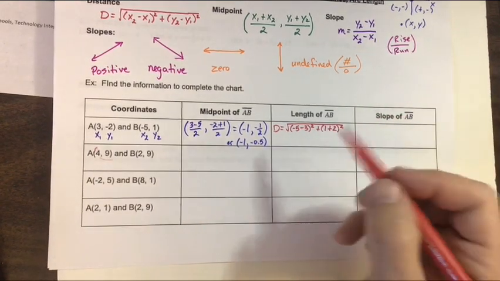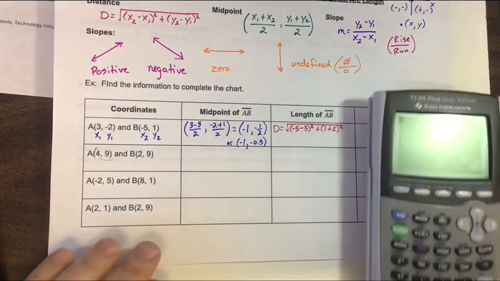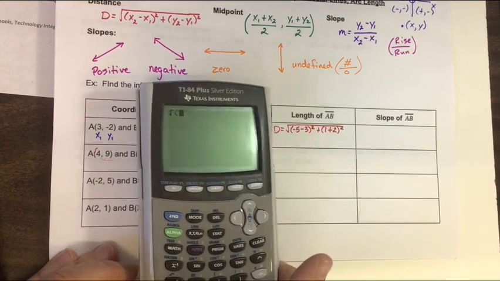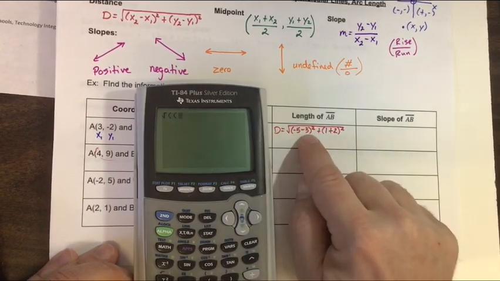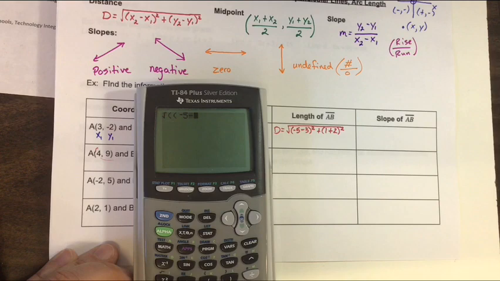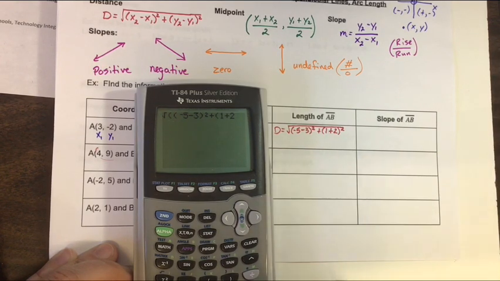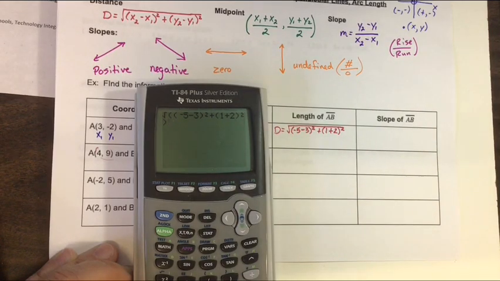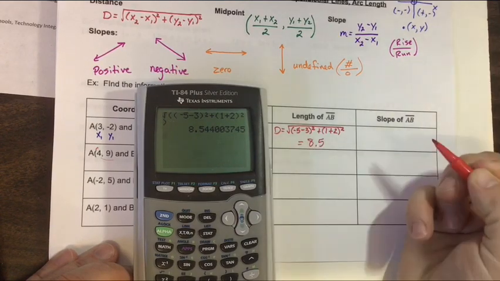Now you can put this in your graphing calculator all at once, and it would look a little like this. Okay, we want the square root, so I hit second square root, and it brings up a parentheses for my square root. And I'm going to open another parentheses for this first parentheses squared, negative 5 minus 3 parentheses squared, plus parentheses for this one, 1 plus 2 parentheses squared, and then you want to close your parentheses for your square root. And we should get a distance of approximately 8.5.